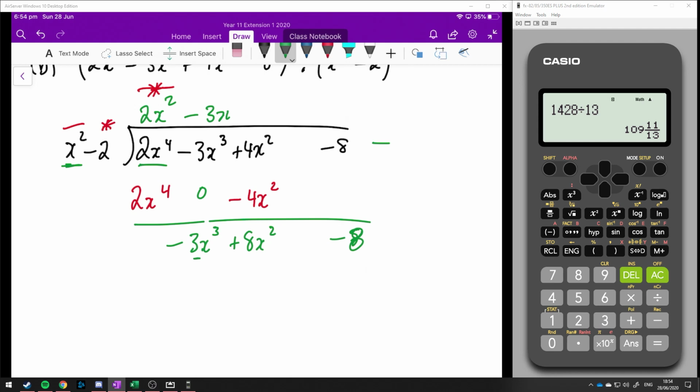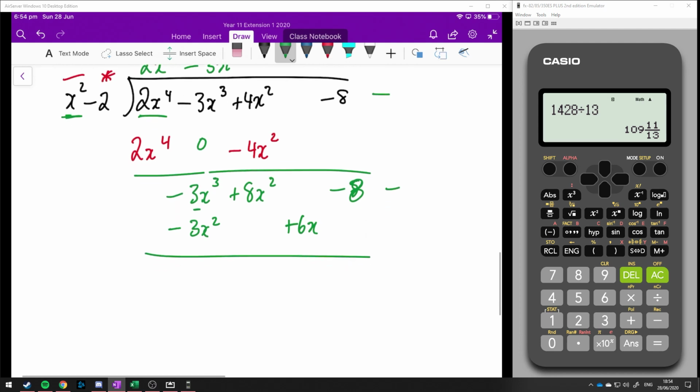Now, once we've done that, we're going to multiply minus 3x by x squared and by minus 2. So minus 3x times x squared is minus 3x squared. Okay, and then we're going to do minus 3x times minus 2, which is equal to positive 6x. And don't forget to make sure that you put the 6x in the single x column, like that. Okay. Put my minus here. Sorry, I didn't change colors for that one, but that's okay.